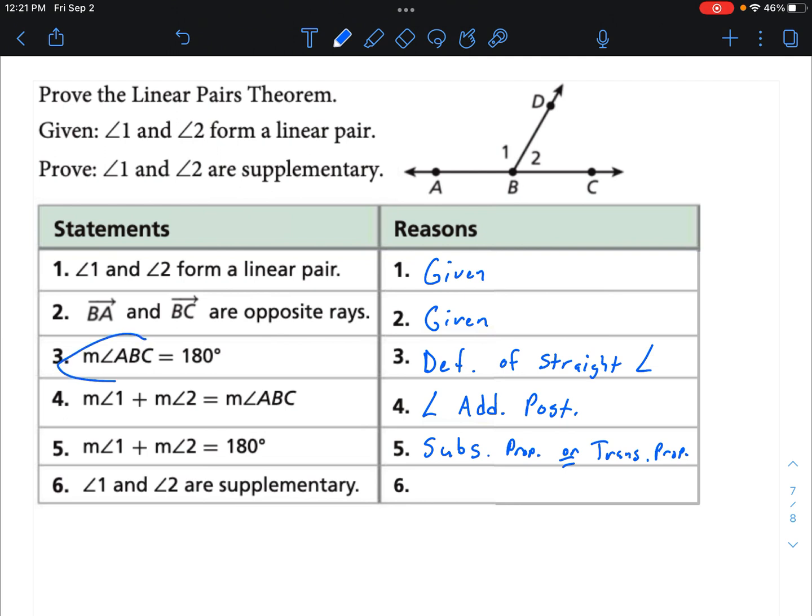And the reason for that is you had angle ABC equals 180, angle ABC equals 1 plus 2, so let's just cut out the ABC and call it equal to 180. So you could do transitive property as well.